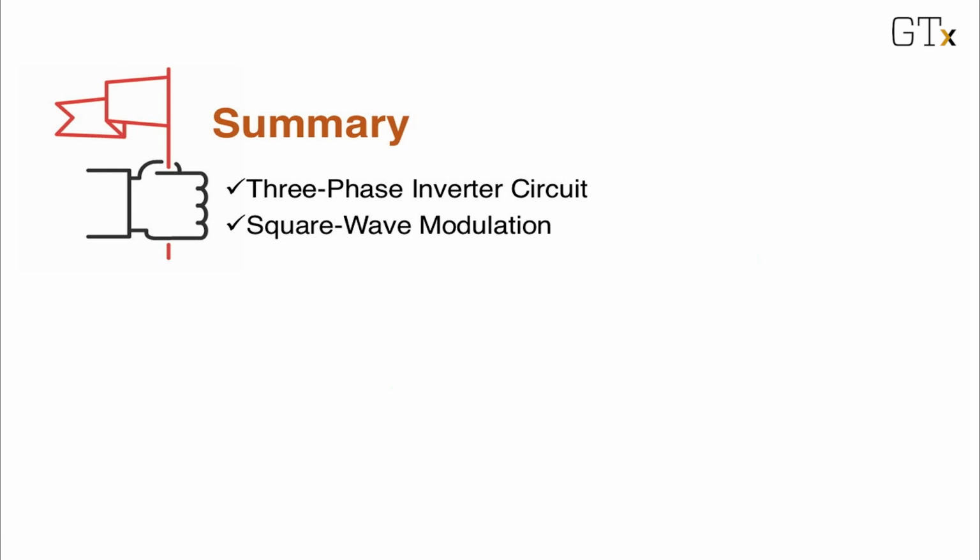So in this lesson, we learn about the circuit and basics of operation of a three-phase inverter, and we look at the simplest modulation technique for control of this inverter, which is a square wave modulation. To address the issues associated with the square wave modulation, in the next lesson, we will take a look at the sinusoidal PWM techniques to control this inverter.